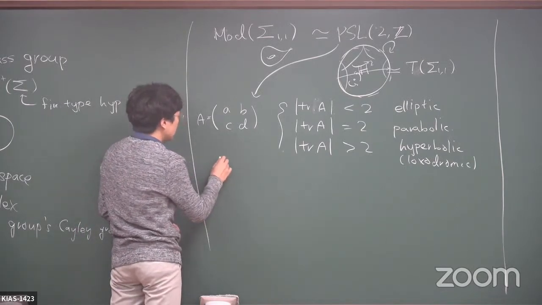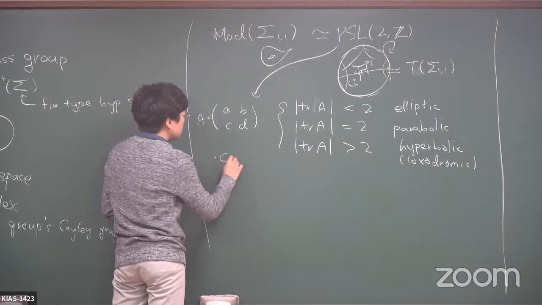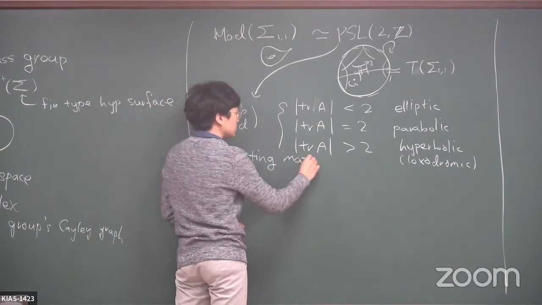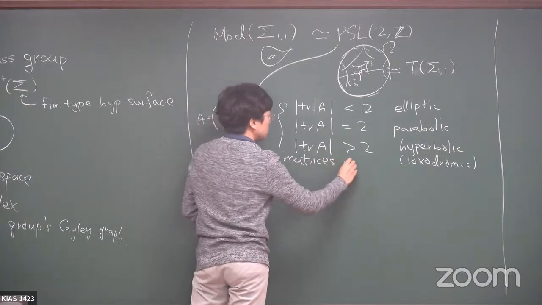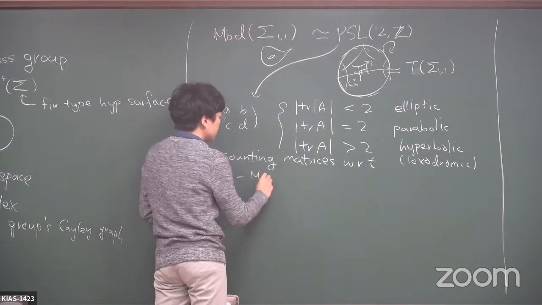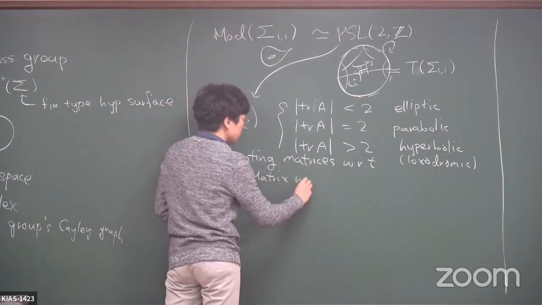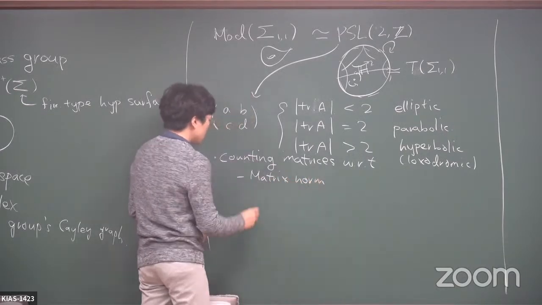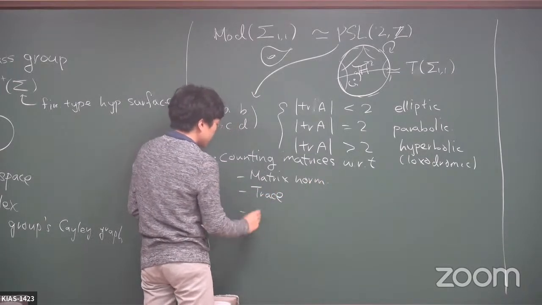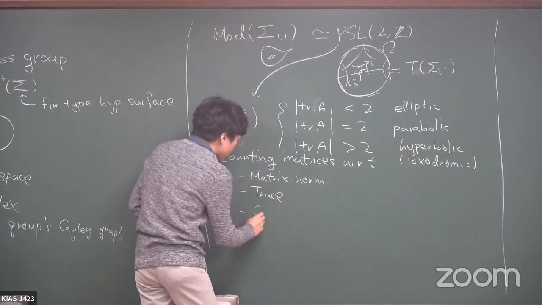For example, counting matrices with respect to either matrix norm, or trace, or with orbit points.